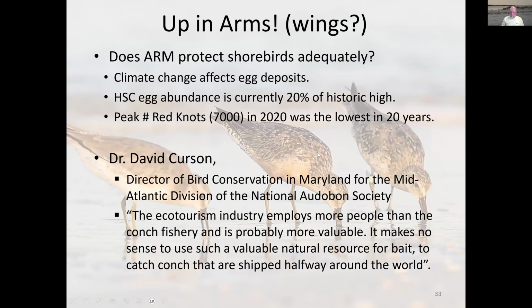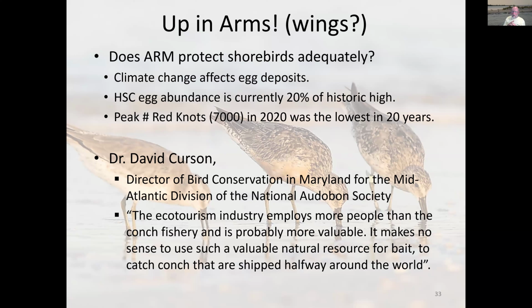So the question is, does the management of horseshoe crabs provide adequate protection for shorebirds? We know climate change is going to affect egg deposition. Loss of these little islands reduces the habitat for the crabs. Increasing sea level will reduce habitat for the crabs. Warming seawater may affect the timing or the quality of the egg deposition. Horseshoe crab abundance is improving in the past 20 years, but it's still only about 20% of the historic high levels. The red knot numbers in 2020 were the lowest seen in 20 years. So their populations are suffering.